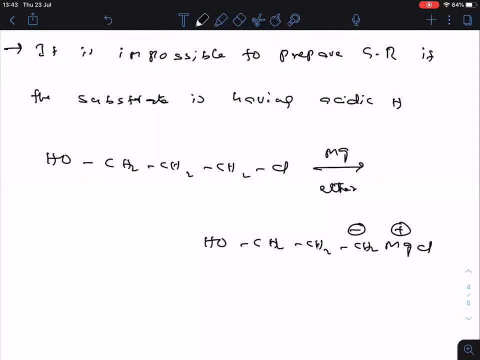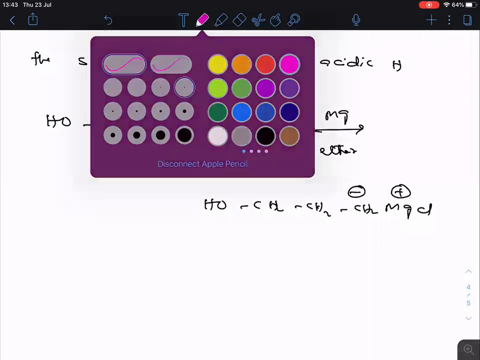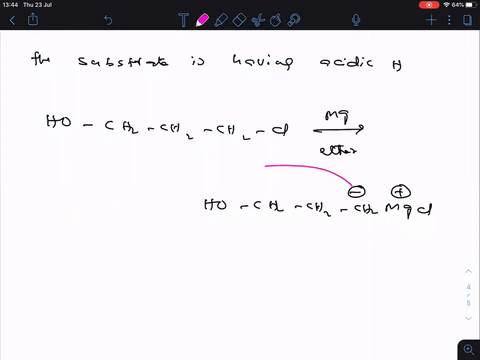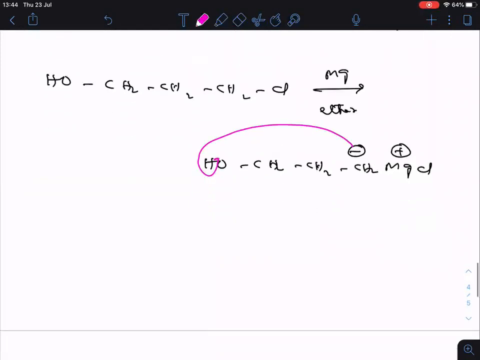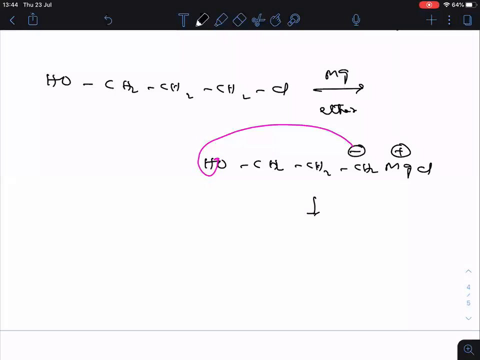In RMgX, remember R will carry negative charge. Just now I told you, this R minus, CH2 minus, is a strong base and strong nucleophile also. Therefore, since it is a strong base, it will remove the acidic hydrogen from here. Acid-base reactions are fast. Immediately it will remove the acidic hydrogen from here.